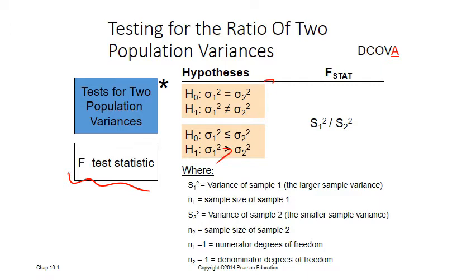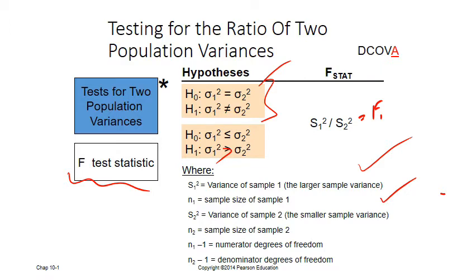So the null and alternate hypotheses will take the following form: H naught, sigma 1 square equals sigma 2 square, and its alternative is H1, sigma 1 square not equal to sigma 2 square. Its formula is very simple. We say F equals S1 square over S2 square. S1 square is the variance of sample 1, the larger sample variance, and n1 is the sample size. S2 square is the variance of sample 2, the smaller sample variance.